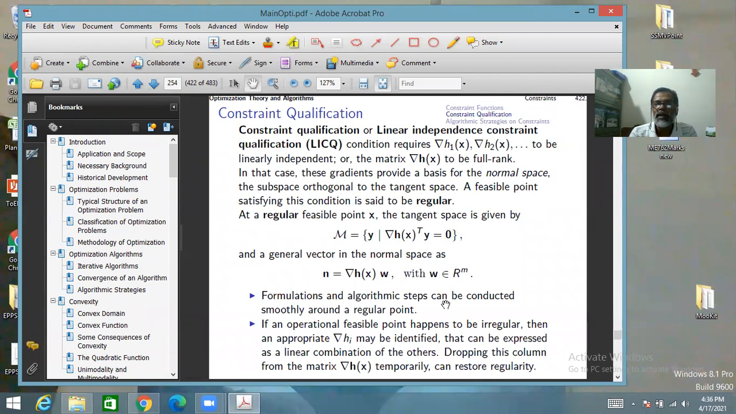So formulations and algorithmic steps can be conducted smoothly around a regular point. Around an irregular point, this will have rank deficiency, and things will go wrong. We will see how things go wrong later when we discuss algorithms. If the dimension of this turns out to be less, then the dimension of the normal space will turn out to be more, and it will not turn out to be properly expressed like this.